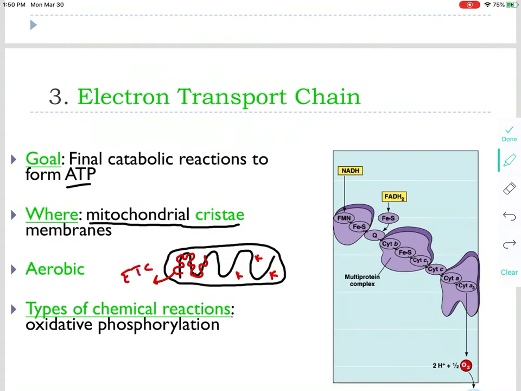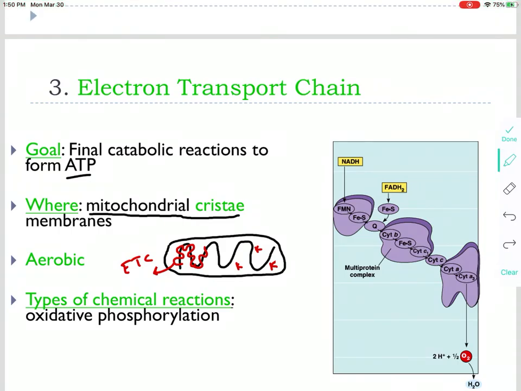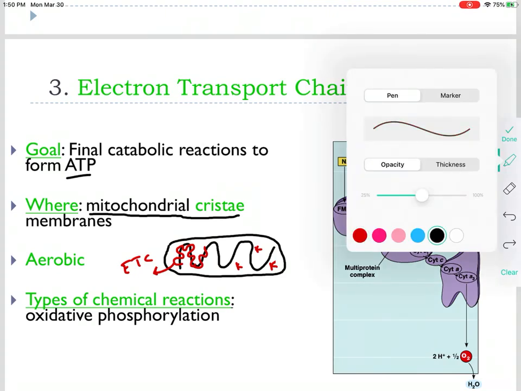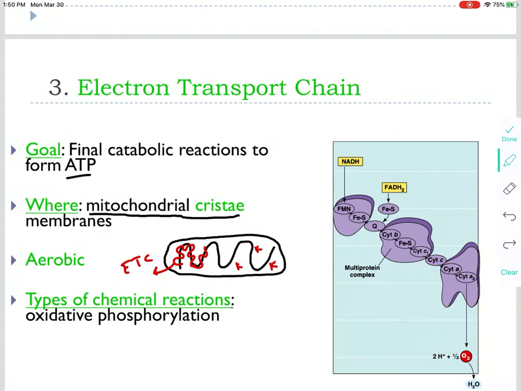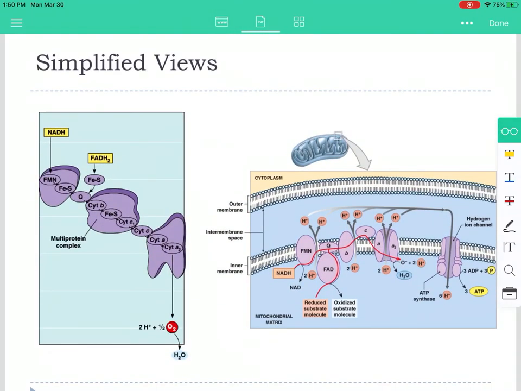So what I'm drawing here, this is where the electron transport chain is happening. We have to be more specific. It's not just happening inside the mitochondria, it's happening along the mitochondrial cristae. Other thing I'd like to point out is similarly to glycolysis, we have some phosphorylation, but more specifically, the electron transport chain is involving oxidative phosphorylation. All right, good stuff. Let's talk about how it happens.